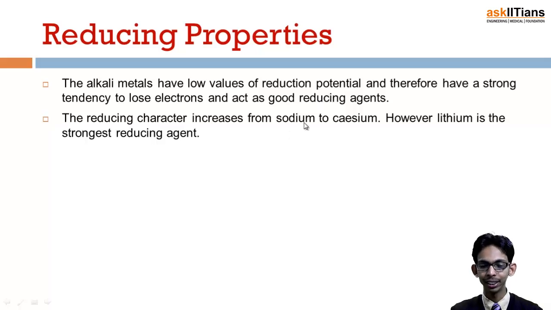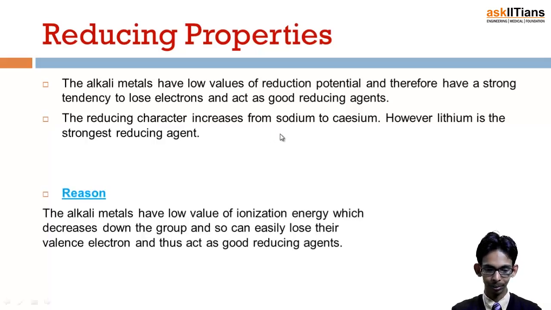We'll discuss why there is such an anomalous property of lithium in coming slides, but here we can see that lithium is the strongest reducing agent. It's very high, and after that this reducing character increases from sodium to cesium down the group. This is because the size increases down the group. As the size increases, it becomes easier for the element to release an electron. That means it is easier for it to get oxidized, and that's why it is a good reducing agent. So this reducing property increases down the group from sodium to cesium.